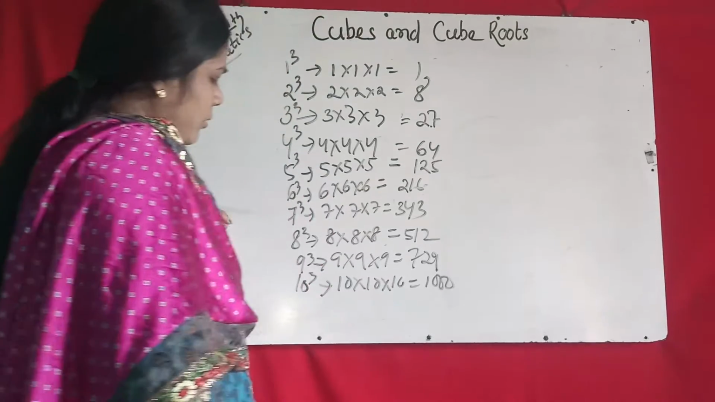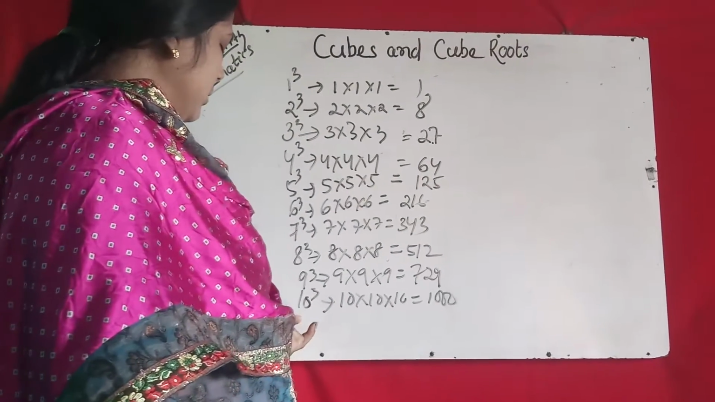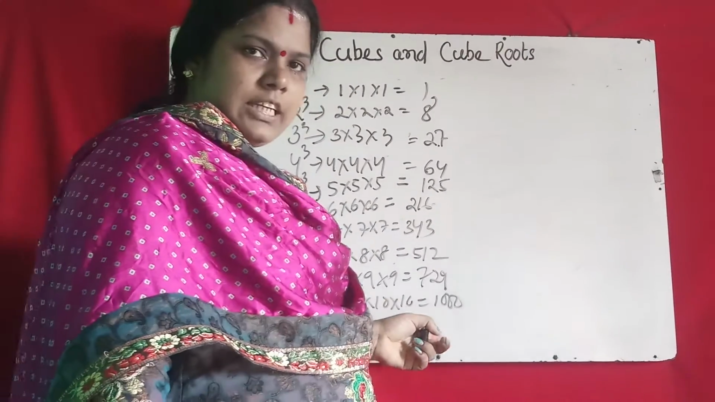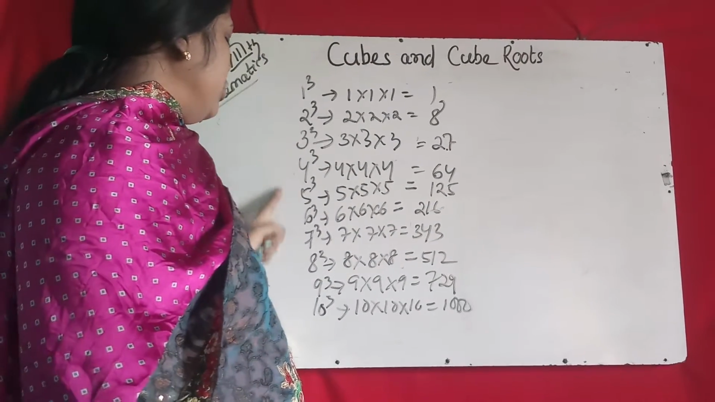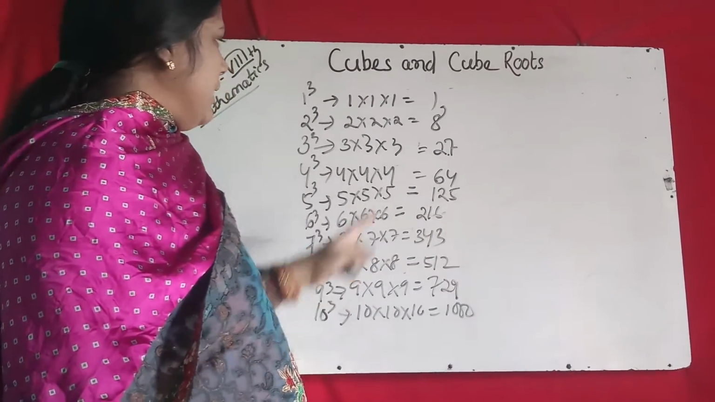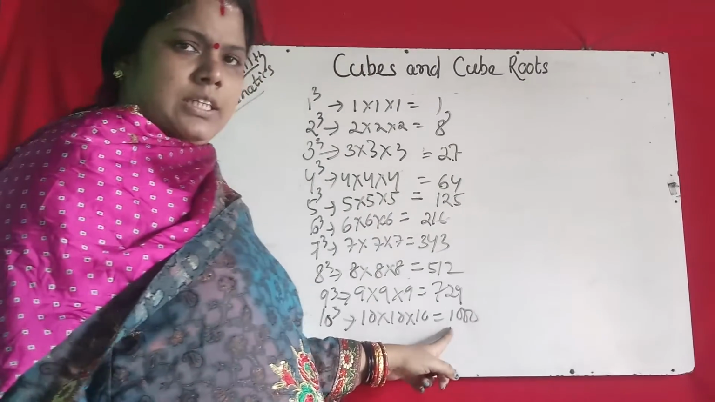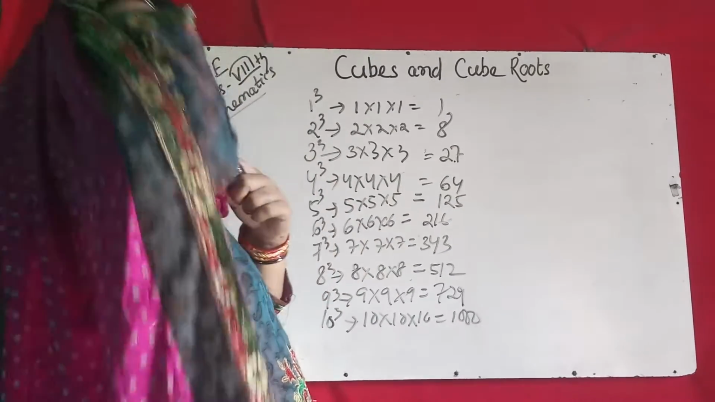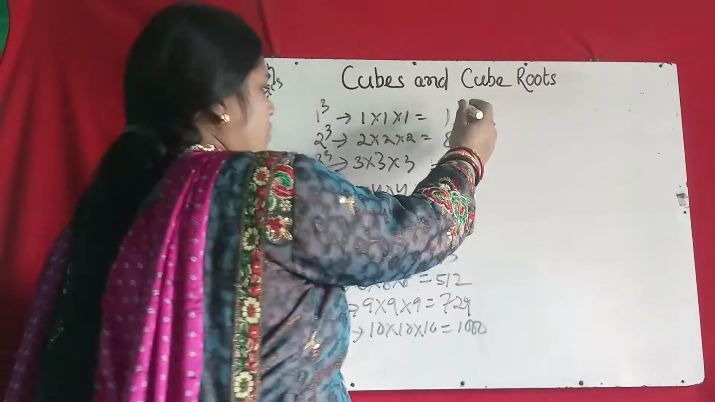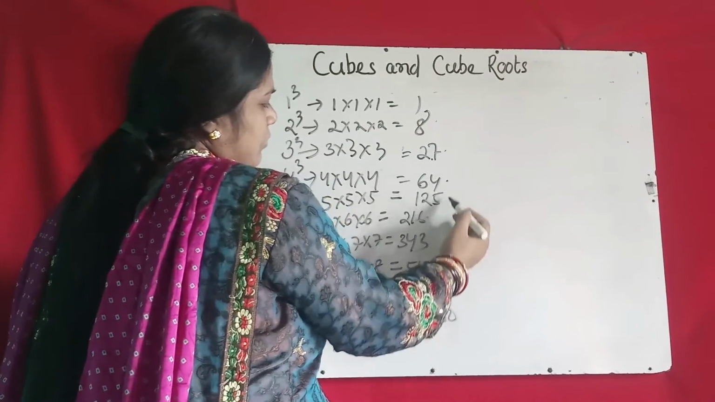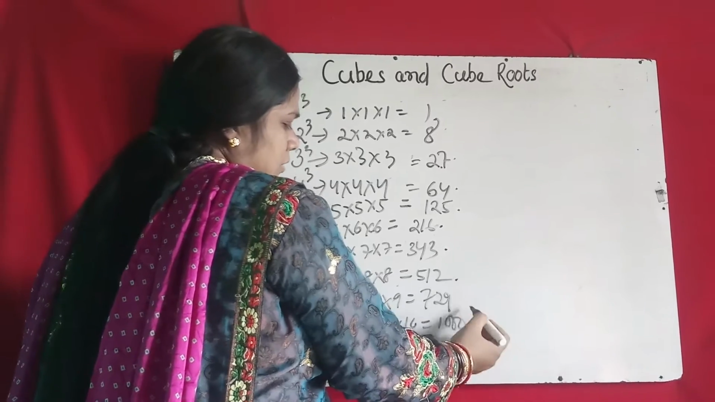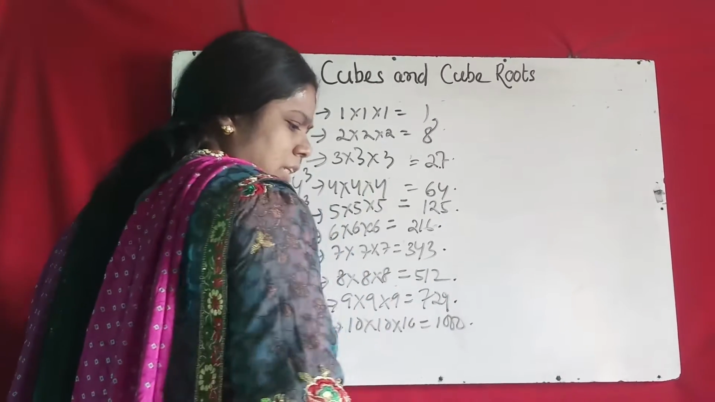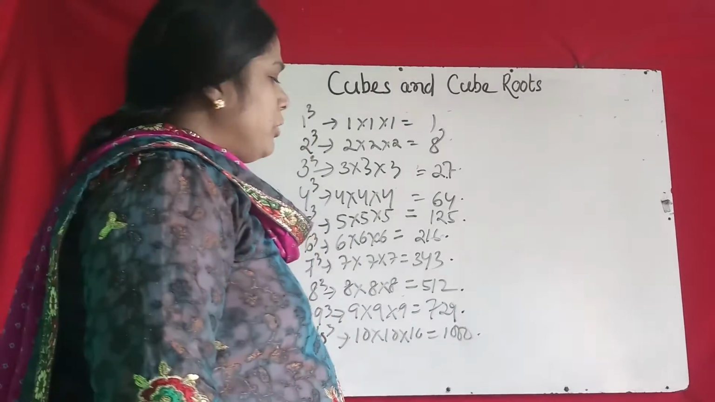In squares, up to 10 we get perfect squares up to 100. When we find the cube numbers up to 10, we get from 1 to 1000. So these are the perfect cube numbers: 1, 8, 27, 64, 125, 216, 343, 512, 729, 1000.